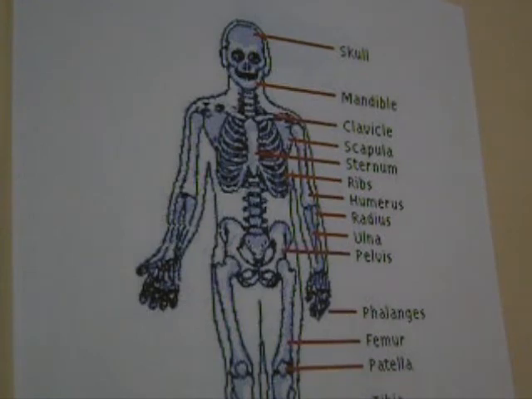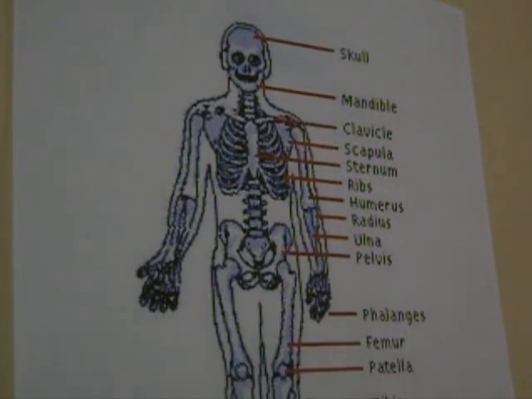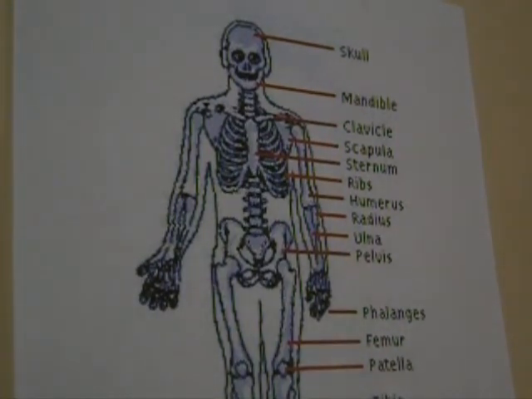The humerus, radius, and ulna are located in the arm. The femur, the patella, the tibia, and the fibula are located in the leg. The phalanges are located in your feet and in your hands. The clavicle, sternum, and ribs are located in your chest. And the skull is in your head, and the mandible is in the bottom of your face.